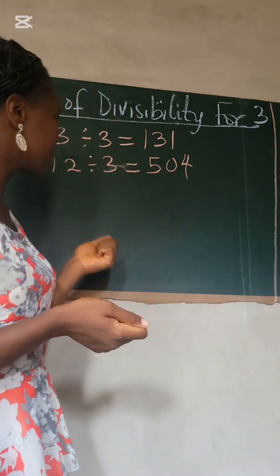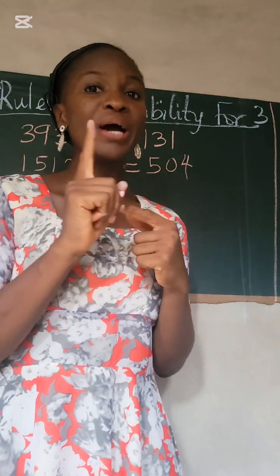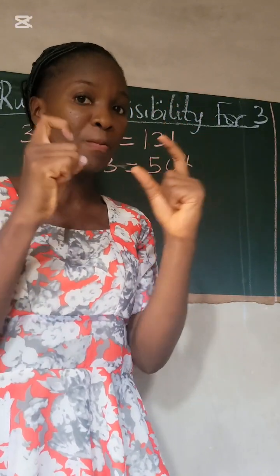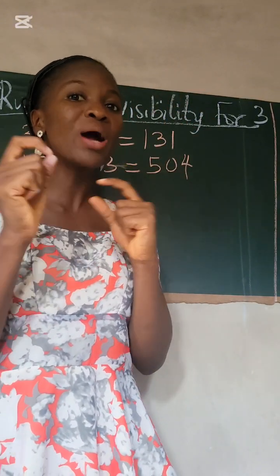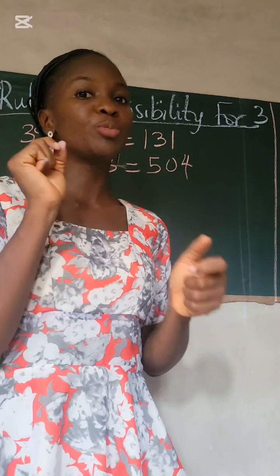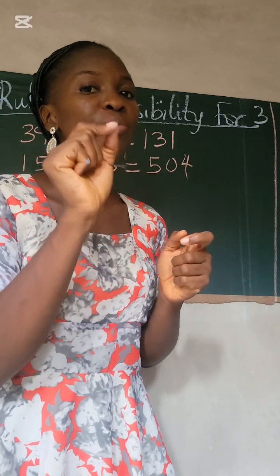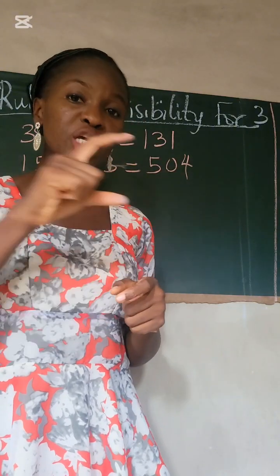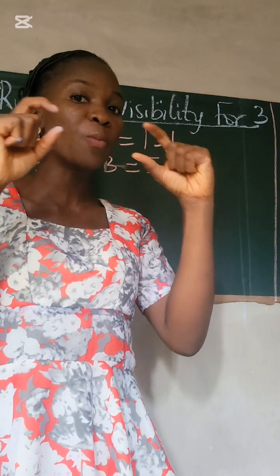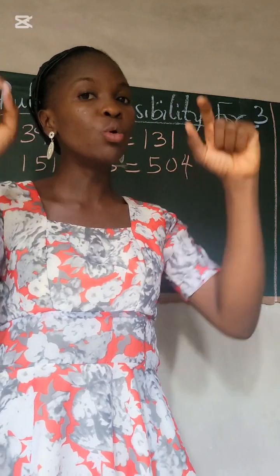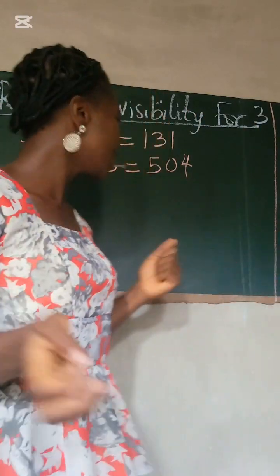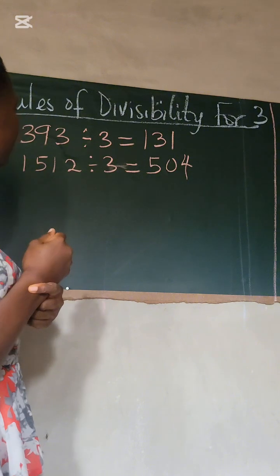So that means that for any number that is divisible by 3, when you add the digits that make up that number together, you should be able to get a number divisible by 3. If you can get a number that is divisible by 3, that number as a whole will be divisible by 3. I hope you are following.